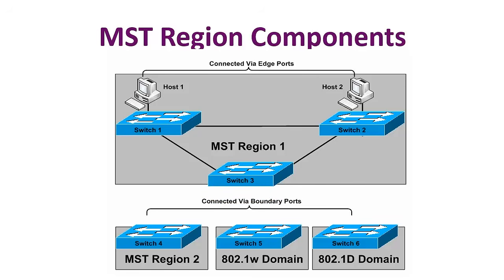And the MST region then communicates with other domains or regions using boundary ports. So switch 3 and switch 4 are communicating via boundary ports. Even though they're both running MST, they are running two separate regions and therefore will not share that VLAN information. And then there's 802.1w and 802.1d domains as well.